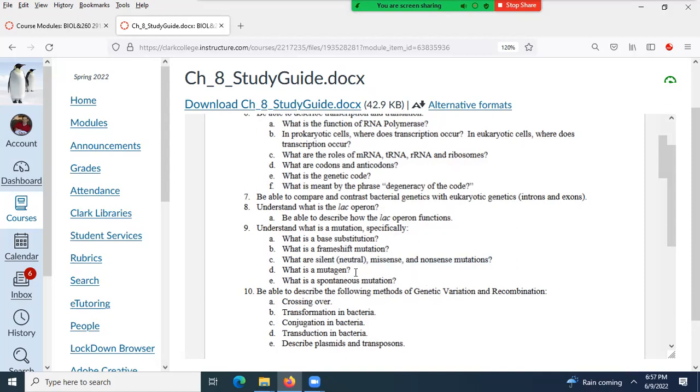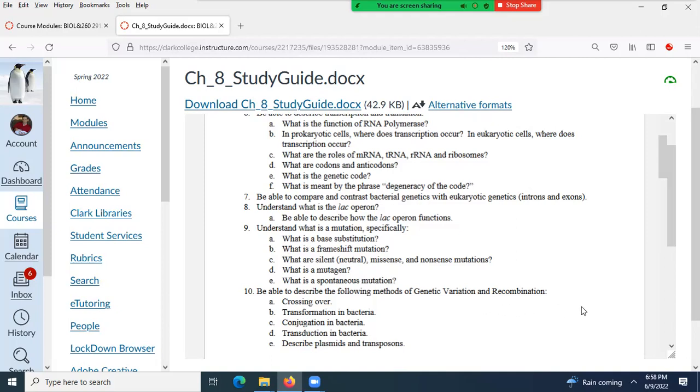You should discuss what is a mutagen, a chemical or physical agent that increases the mutation rate. And the DNA always mutates by spontaneous mutation. The spontaneous mutation is just whenever the DNA is replicating and the polymerase makes a mistake.